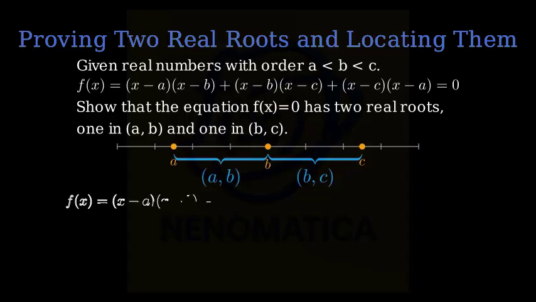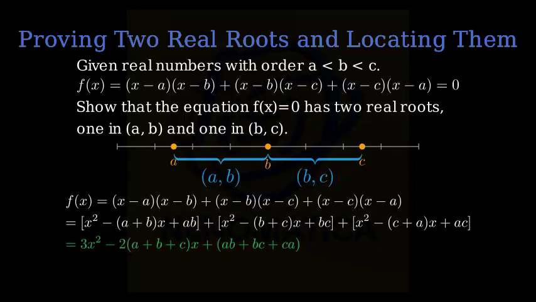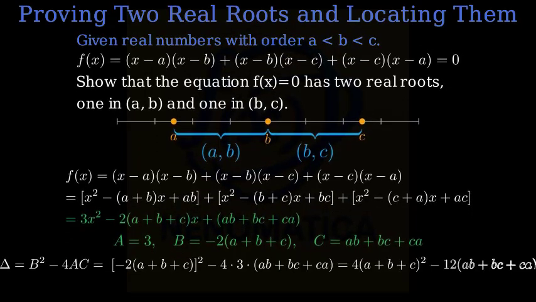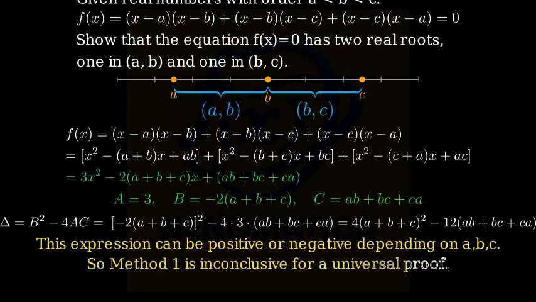Method 1. Expand f of x to reveal its quadratic form. Identify the coefficients a, b, and c. Then write the discriminant, delta equals b squared minus 4ac. This form does not immediately guarantee positivity of the discriminant for all a, b, c, so it is not the cleanest path to a proof of two real roots.